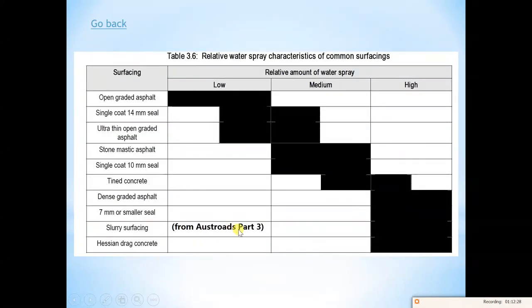The water spray characteristic: just now I saw the open graded asphalt has a very low water spray. Low as compared to the stone mastic, which is performing averagely, and dense graded is high water spray, and then the others.